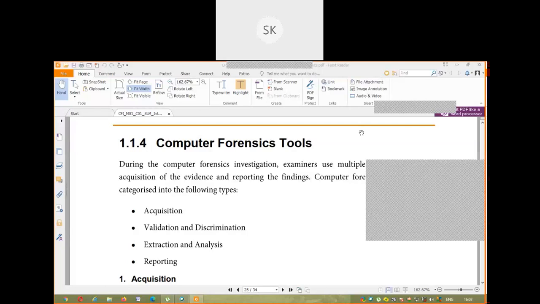And then extraction and analyze. Analyzing and to extract some data, we need some tools. And at last, we need to report whatever findings we have got, we have to report to the law. Okay, so these are the four. Okay, computer forensics tools are categorized.